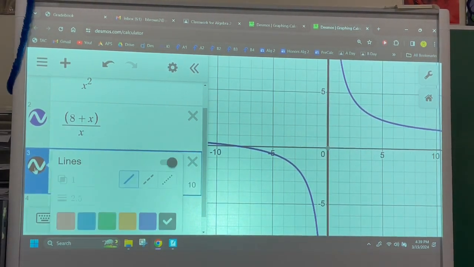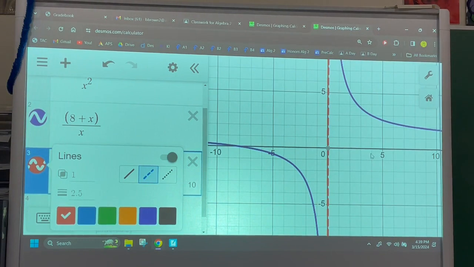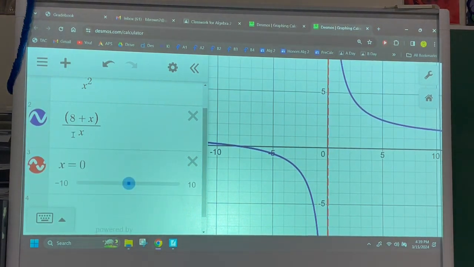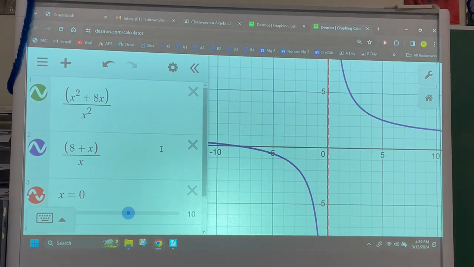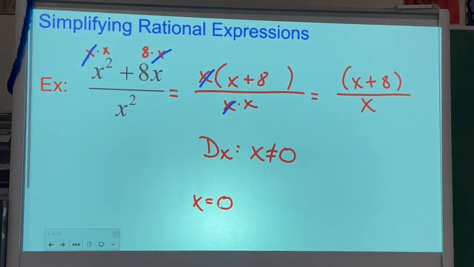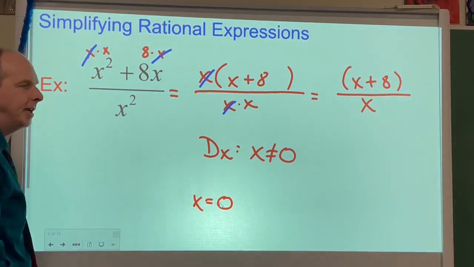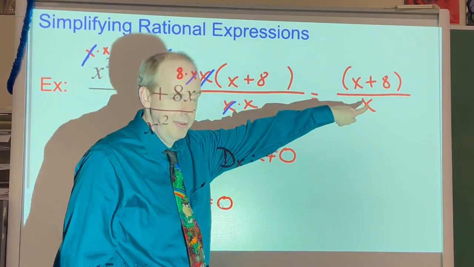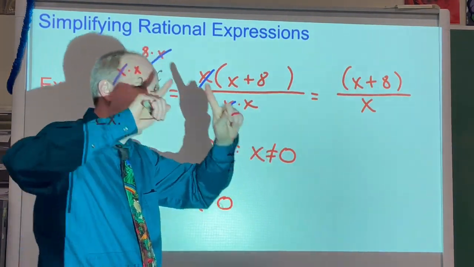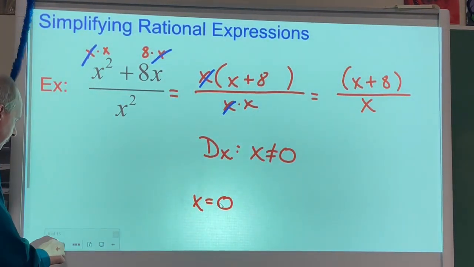You cannot have 0 in the bottom of a fraction. Not a hole this time, it is a vertical asymptote because it's still left in the bottom. Can't have 0 in the denominator.